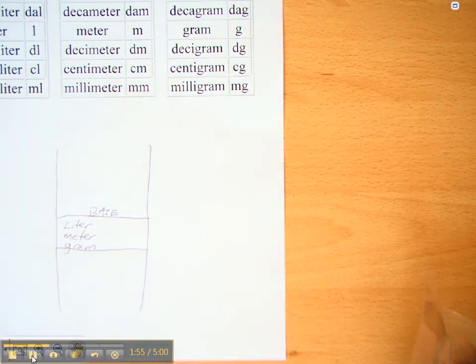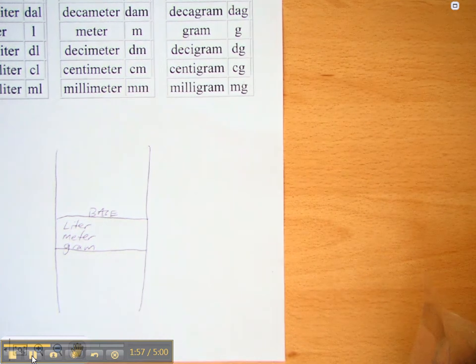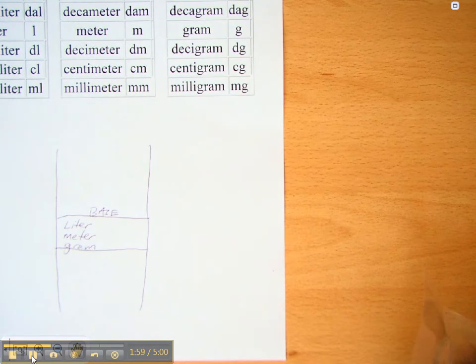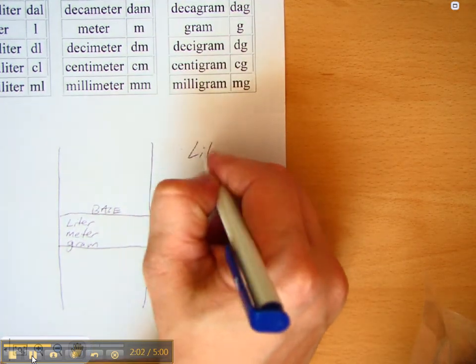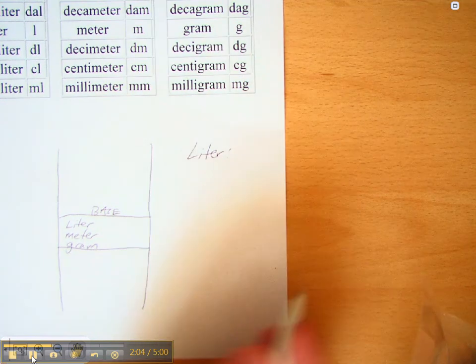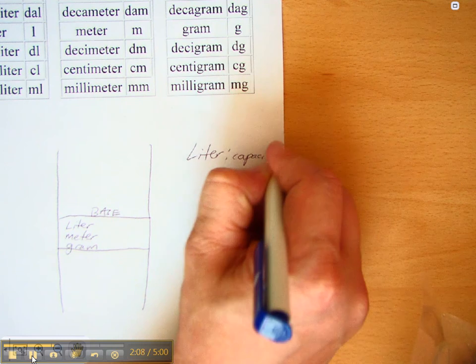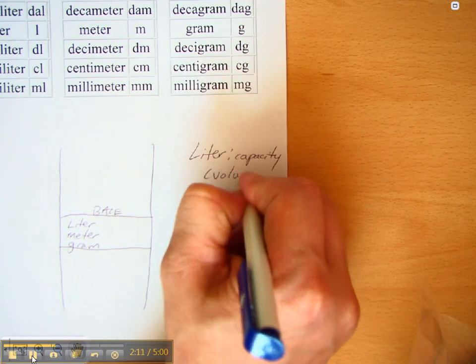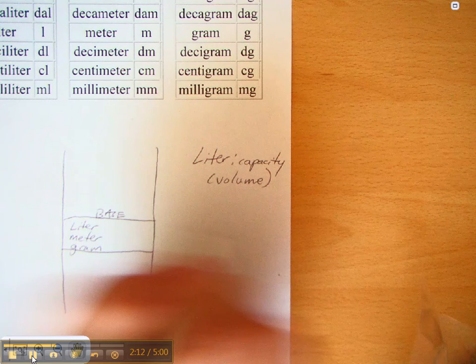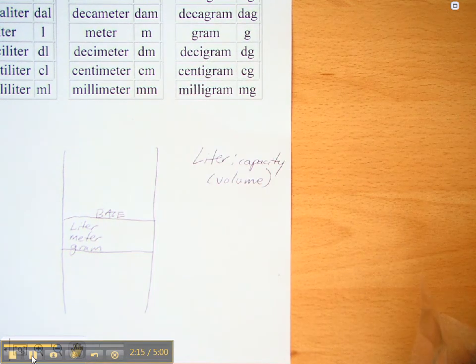Now, the most important thing to remember about the base units, liter, meter, and gram: liter is going to be used when you measure something called capacity or volume, okay? And this is not like the volume on your television set. Capacity basically means the total amount something can hold inside it. So if you have a container like a glass or a cup, when you talk about its capacity, you talk about how much stuff can fit inside that container, okay?